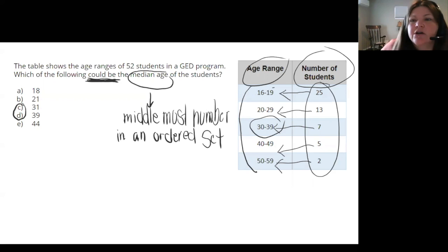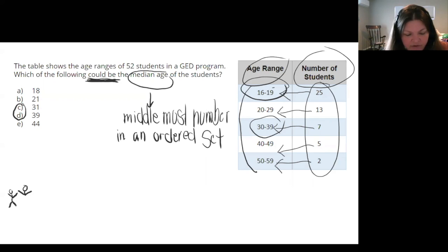Bingo, I like that. So the reason why everybody struggles with this is the same reason you guys are struggling. You don't know what numbers to order. So I need you to picture that all the students are standing in age order. First, you're gonna have all my teenagers. There's 25 of them. So all 25 of them are gonna be standing there first.